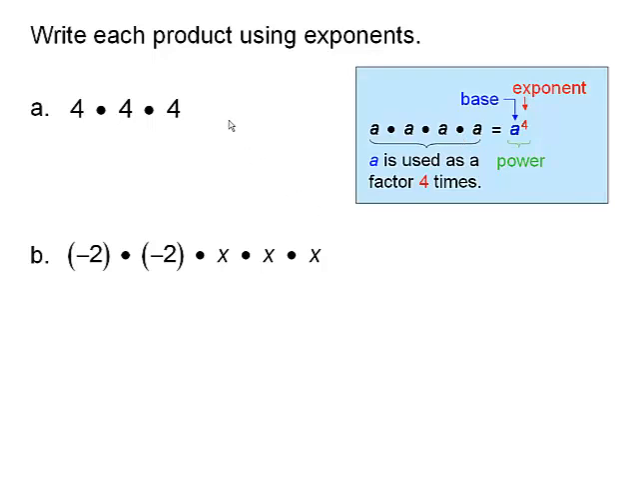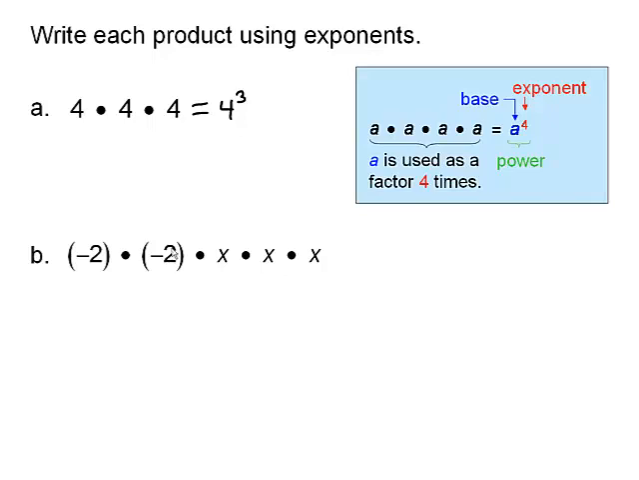Let's go back to the expression in part A and see how we can write this expression using exponents. The expression is 4 times 4 times 4. So this is a product of repeated factors where the repeated factor is 4. We can also call 4 the base. And the number of times it's repeated as a factor is 3. So if we use 3 for an exponent, another way to write the product is 4 to the 3rd power. And that's the answer to part A.